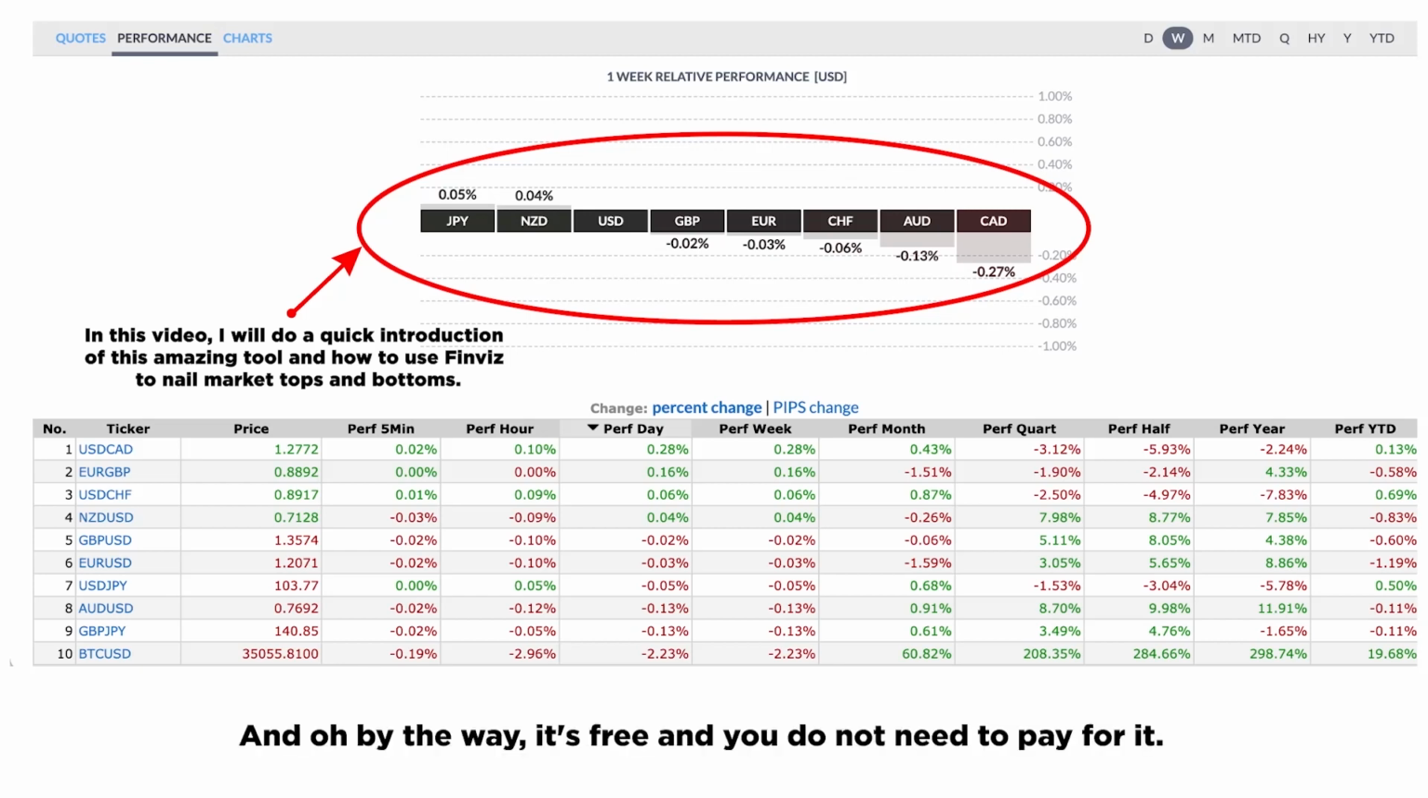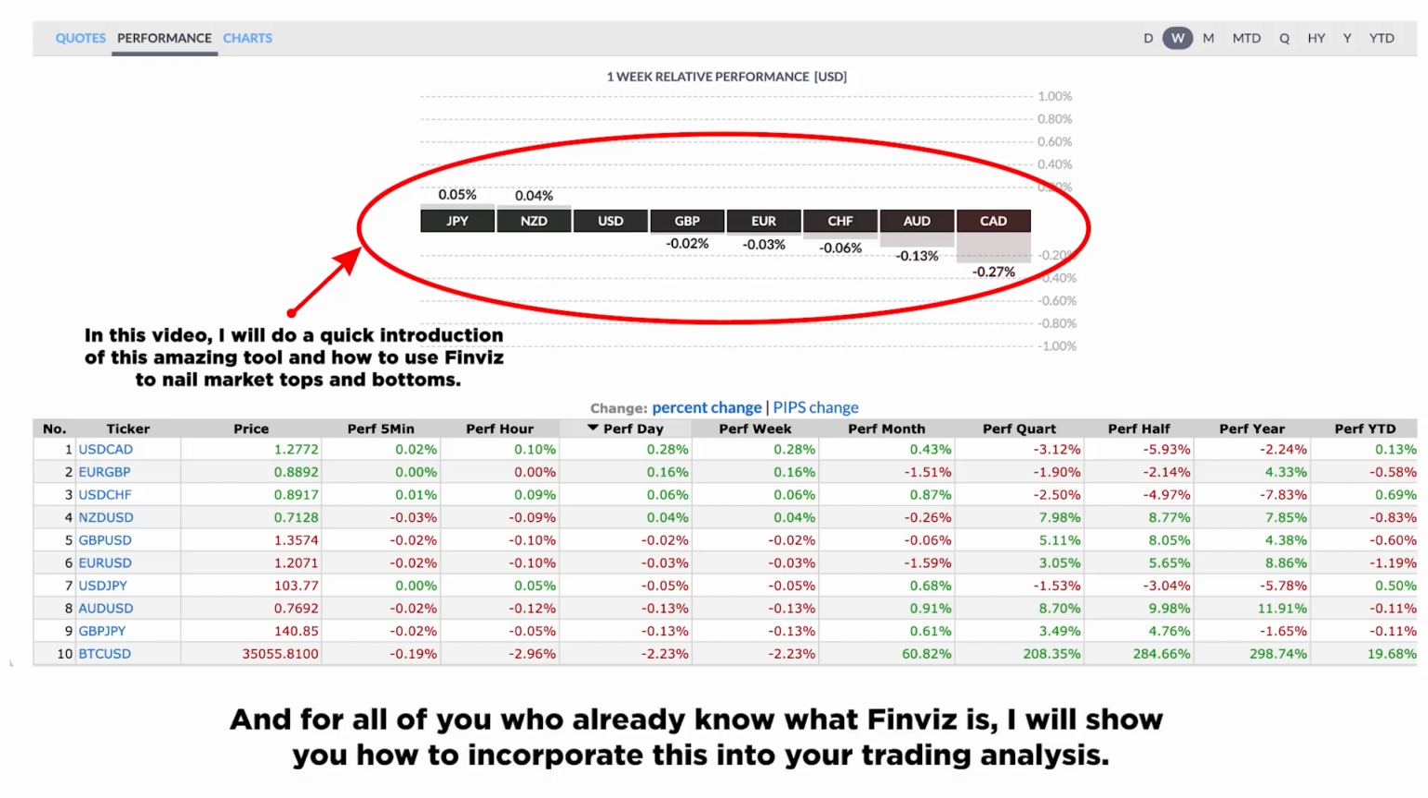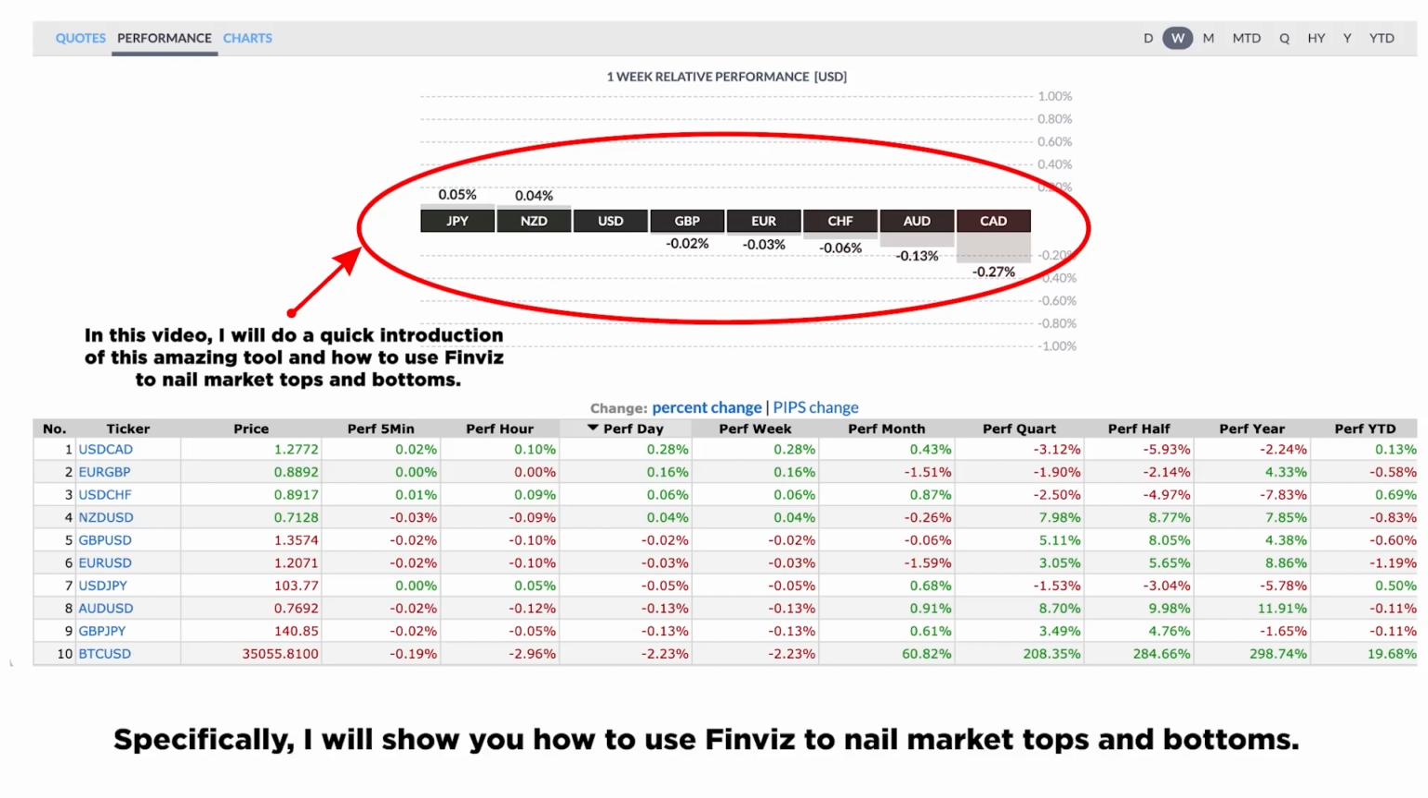And oh, by the way, it's free and you do not need to pay for it. But hey, even if you do need to pay for it, it will be well worth your money. And for all of you who already know what Finviz is, I will show you how to incorporate this into your trading analysis. Specifically, I will show you how to use Finviz to nail market tops and bottoms. So this video will be packed with a lot of valuable information which you will not find on other YouTube channels. So make sure to watch this video till the end. It will be well worth your time.